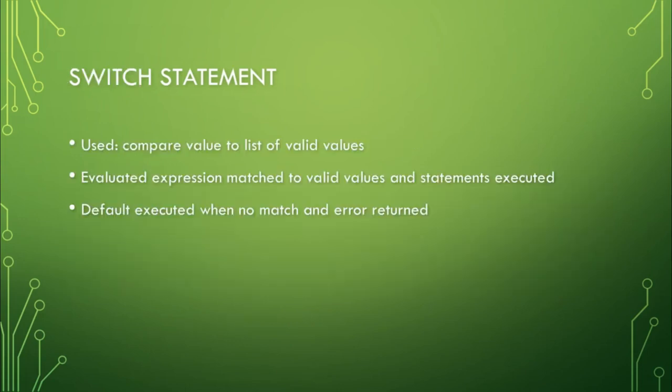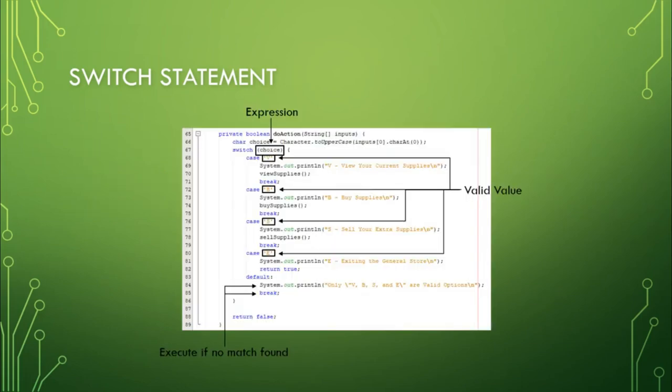The switch statement is used when you want to compare the value of an expression to a set list of valid values. The evaluated expression is compared to each valid value, and when a match is found, the statements are executed. The default at the end of the switch is executed for any values not in the list and returns an error. Here's an example from our code of a switch statement showing the expression, the valid values, their related statements executed if the value matches, and the statements executed if no value matches.